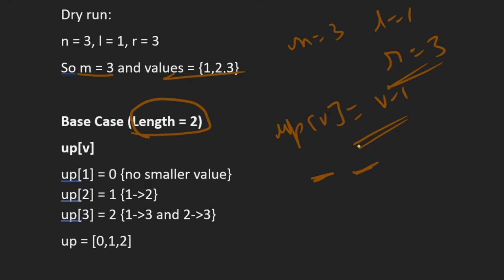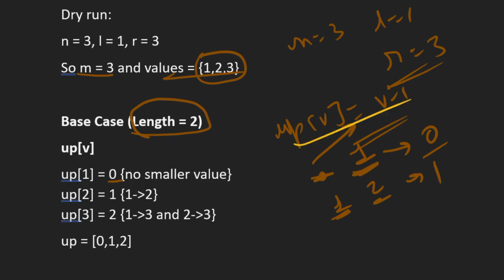So up of 1 means the array is ending with 1, and the direction is up direction. So we want a smaller element less than 1 here. If we see in the range, there are no elements less than 1, so up of 1 will give us 0, that is no smaller element. Then we need to calculate up of 2. Up of 2 means there should be a smaller element than 2 here. So what is the possible element? That is 1. So up of 2 is 1. So up of v is basically v minus 1. Then up of 3 is 2, that is 1 comma 3 and 2 comma 3. So we find the up array.